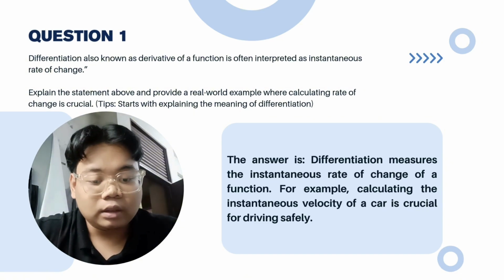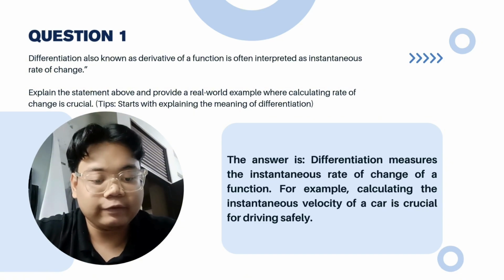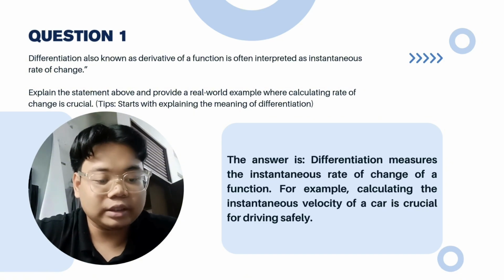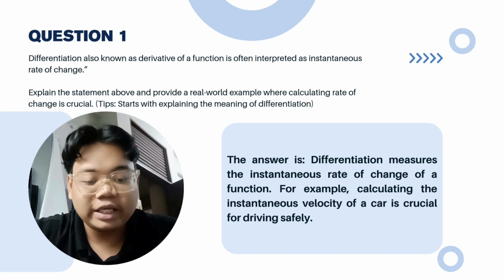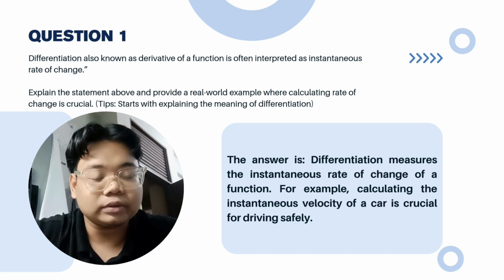For question 1, differentiation, also known as the derivative of a function, is often interpreted as the instantaneous rate of change. Explain the statement above and provide a real-world example where calculating rate of change is crucial.